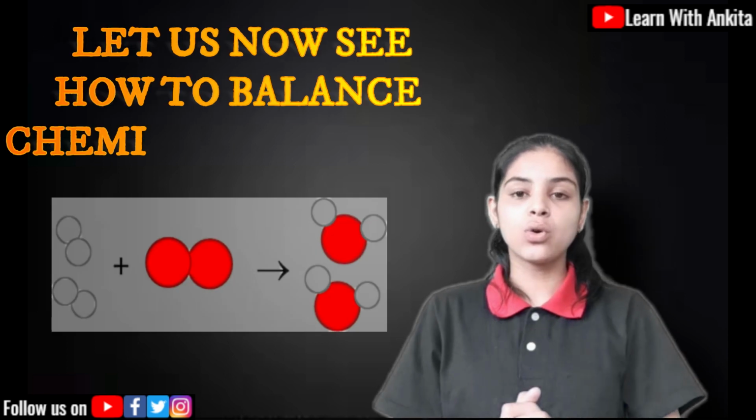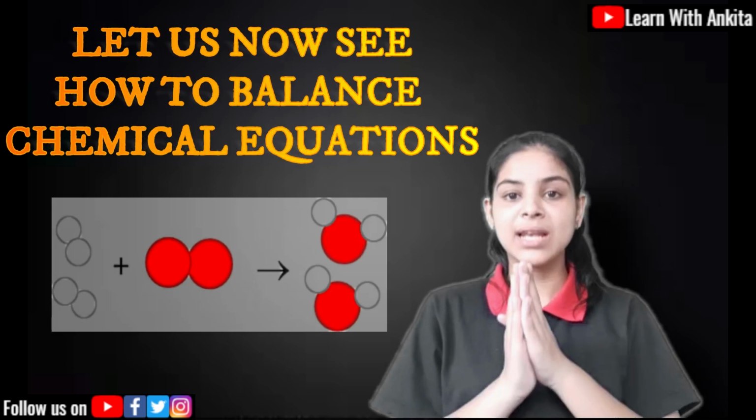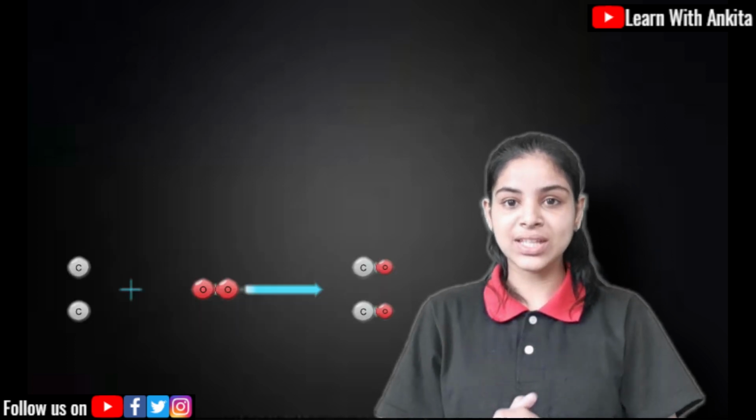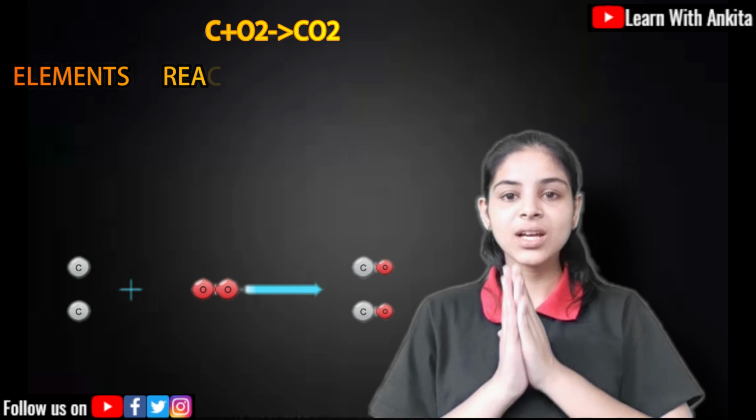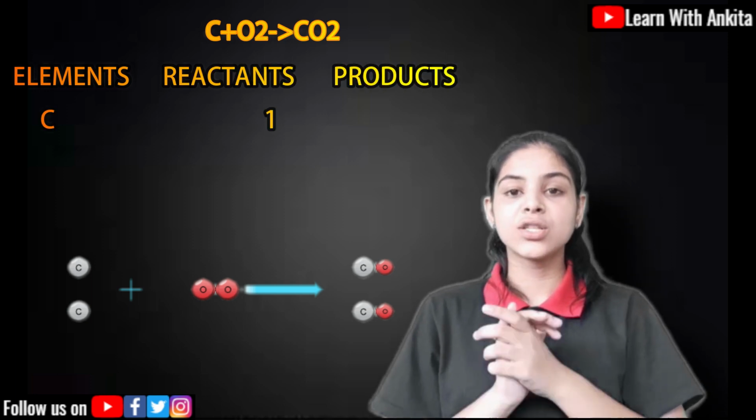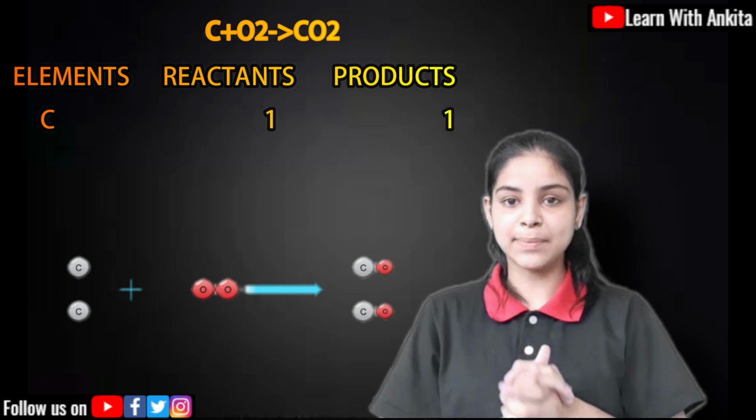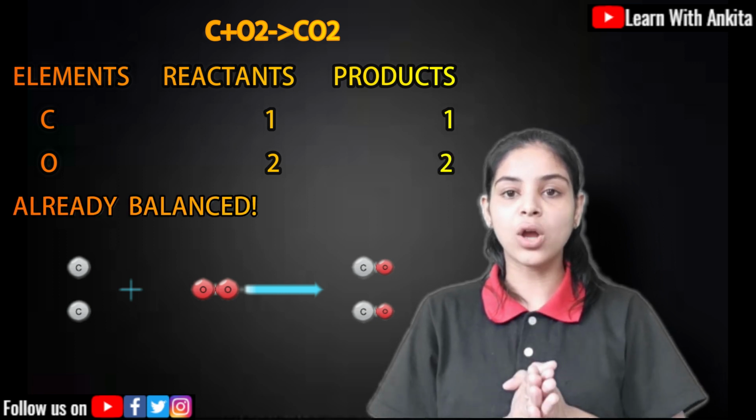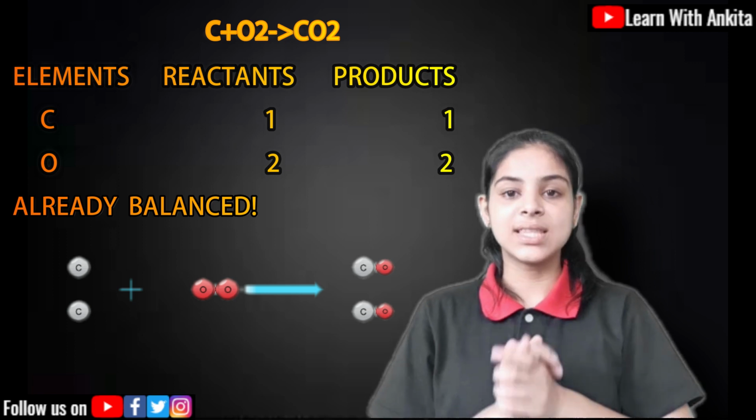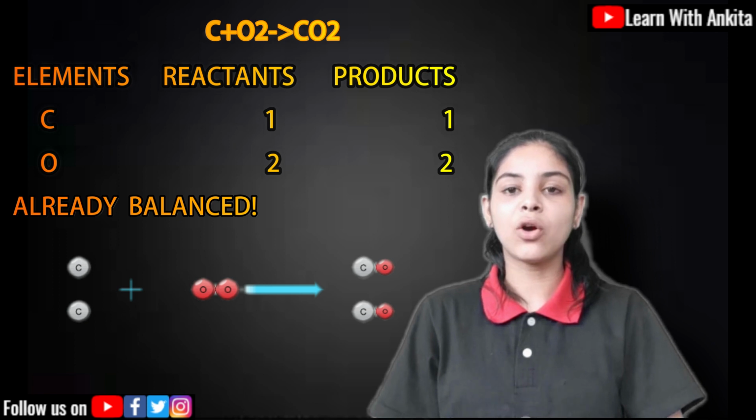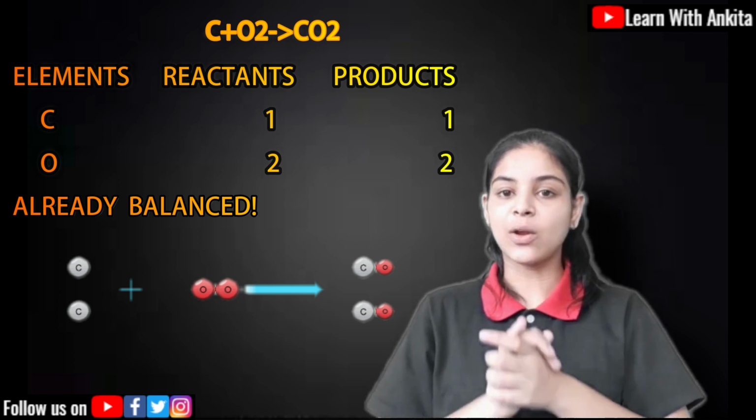Got it? So now without wasting any time, let's start how to balance the chemical equations. You can see on the screen the first example. Carbon is combining with oxygen to form carbon dioxide. First of all, we'll make a table with two lines in between. Three columns will be formed. The first column will be of elements, the second will be of the left hand side or the reactants, and the third one will be of the right hand side or the products.